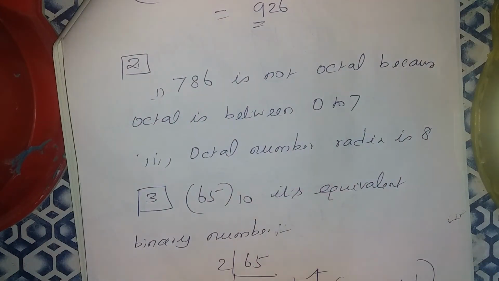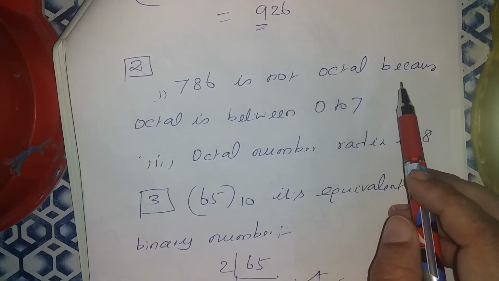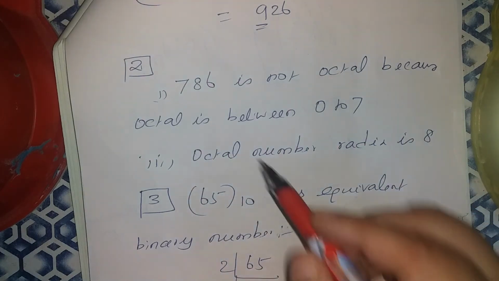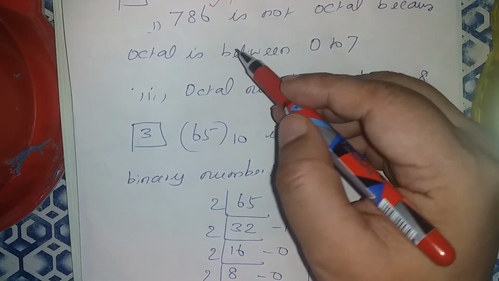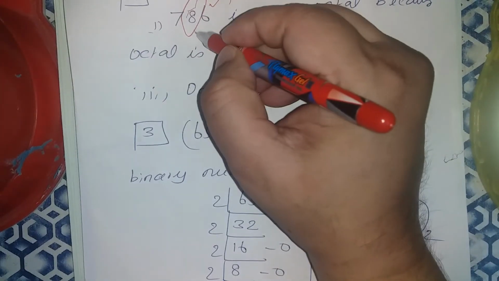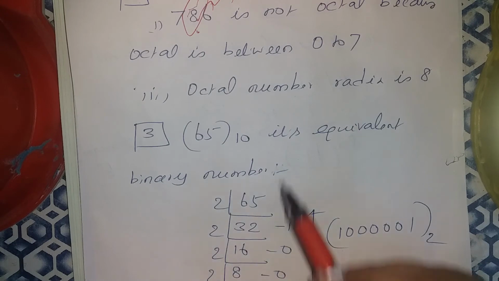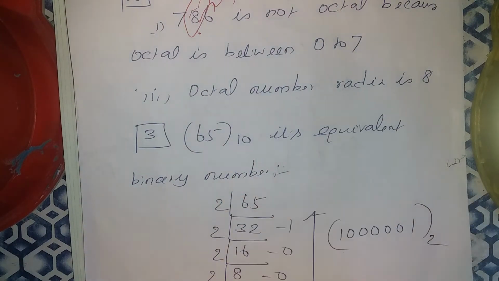Okay, 926. Actually, 786 is not an octal number. Is 786 an octal number? No, because an octal number uses digits between 0 to 7. 8 won't come. Radix is 8, but the digit 8 won't come. Next, octal number, radix is 8. This is the answer.